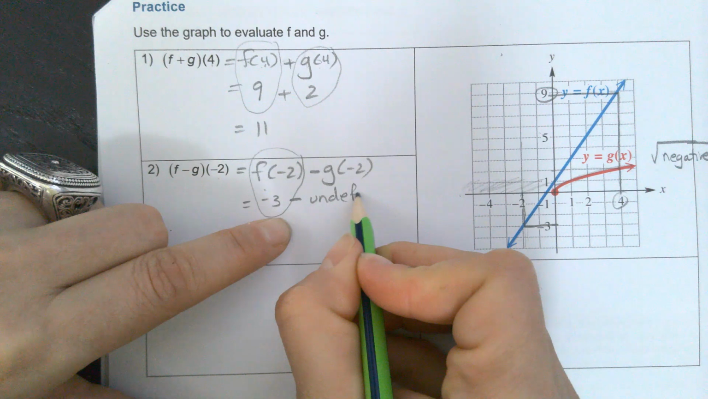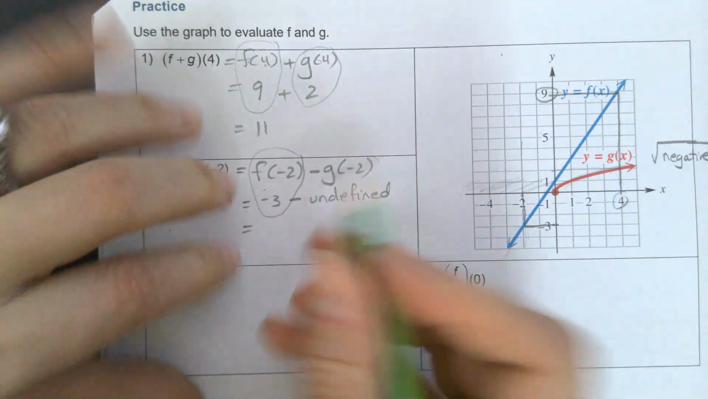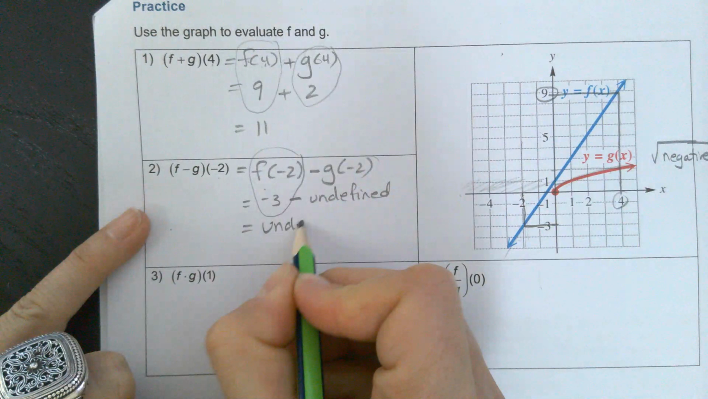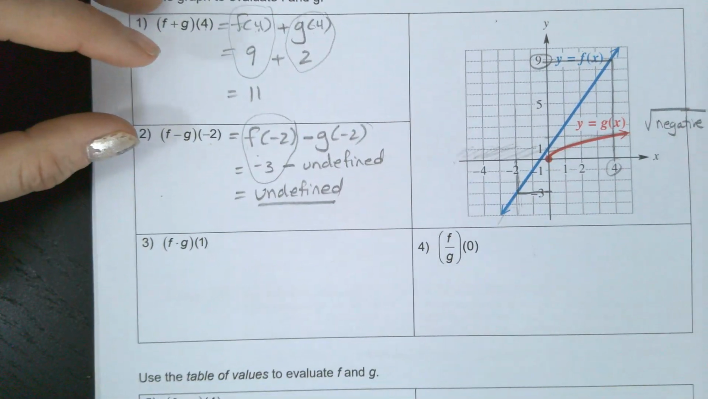This is undefined. And when we have undefined as part of our equation here, of trying to put these two functions together, our final answer is undefined. Okay? It means it doesn't have an answer. Okay, let's look at the next one.